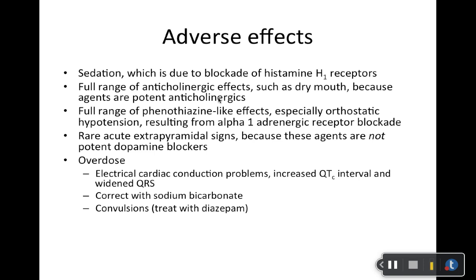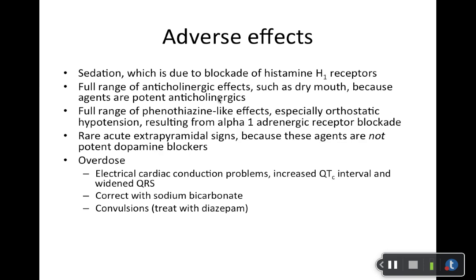They also have the phenothiazine-like effects, older antipsychotic, so you have to be concerned with orthostatic hypotension, and then with drug interactions. So if a person's on an alpha-1 blocker, that can be an issue there. Rarely you can have EPS, but fortunately it's not super common, but that is one of those rare but serious ones.